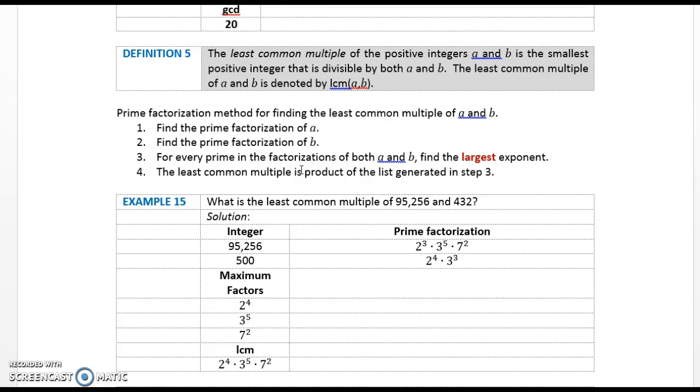Definition 5. The least common multiple of the positive integers a and b is the smallest positive integer that is divisible by both a and b. The least common multiple of a and b is denoted LCM of a, b. So in this case, we have an analog to what we did for the greatest common divisor. We find the prime factorizations of a and b, and then for every prime in the factorizations of both a and b, we find the largest exponent. The least common multiple is the product of the list generated in step 3.